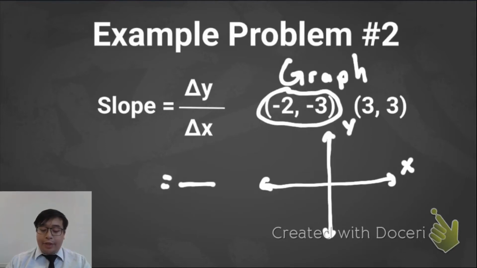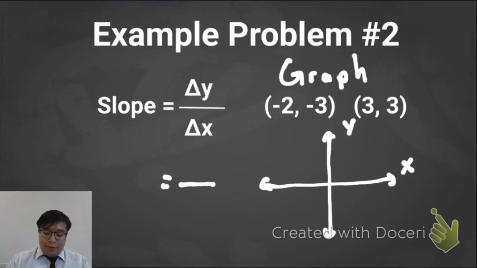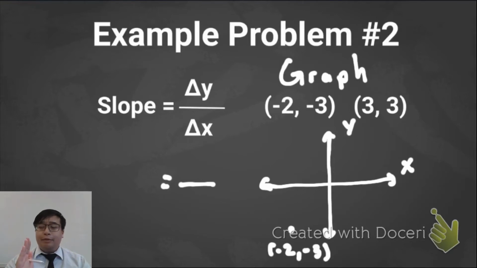So negative 2, negative 3. Let's see. If x is negative, I'm moving to the left. And if y is negative, I'm moving down. So that's going to be somewhere around right here. Negative 2, negative 3. Okay. Now let's plot this point over here. 3, 3. If x is positive, I'm moving to the right 3. And if y is positive, I'm moving up 3. So it's probably going to be somewhere right here.